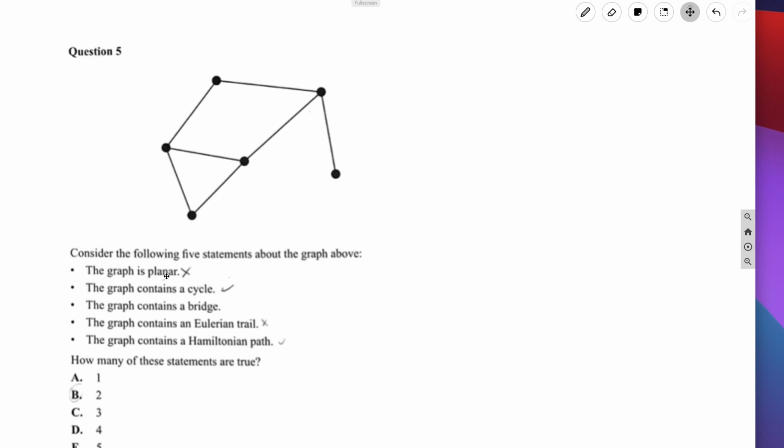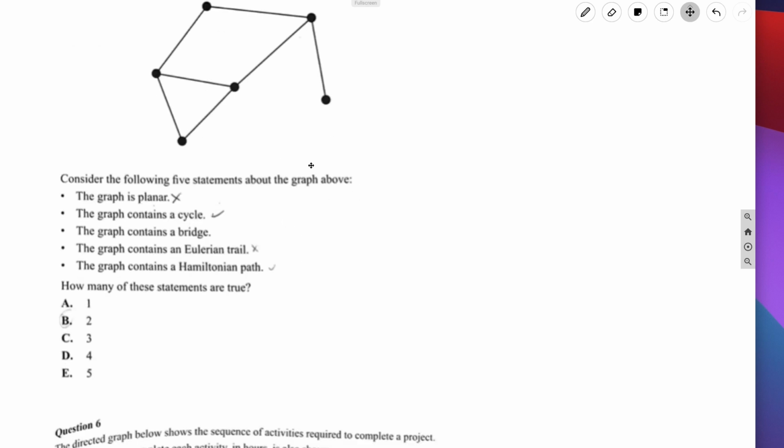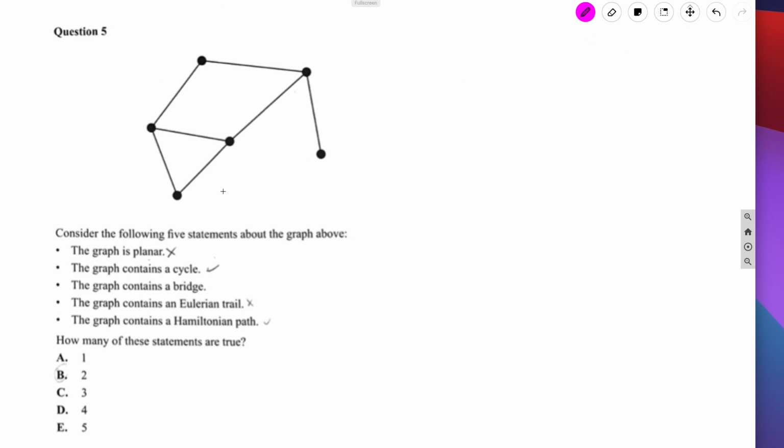Then question 5, consider the graph. Following statements. The graph is planar. That would be true. Unfortunately, my students got that one wrong. That would actually be true. There's no crossovers anywhere. The graph contains a cycle. Yep, you can go like that. Or you could go here on a loop, cycles like that. So that's also true. It says a cycle, but I'm going to assume that they mean one or more.